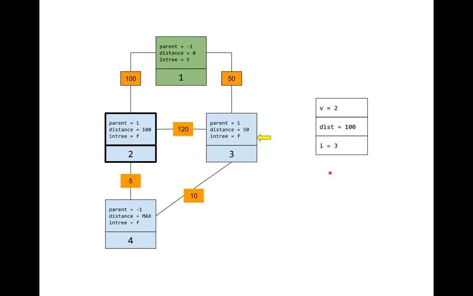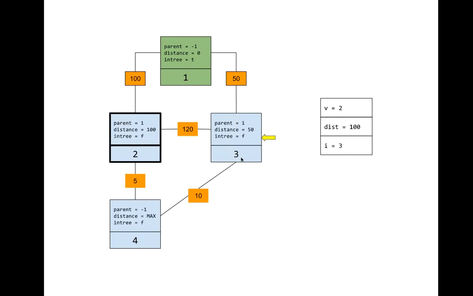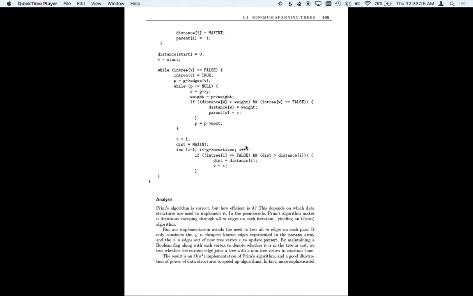I now increases to 3. My pointer is pointing to our city number 3 here. I ask, is it in the tree already? It's not, so that part's okay.